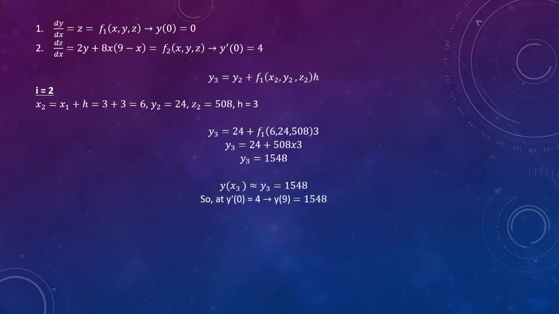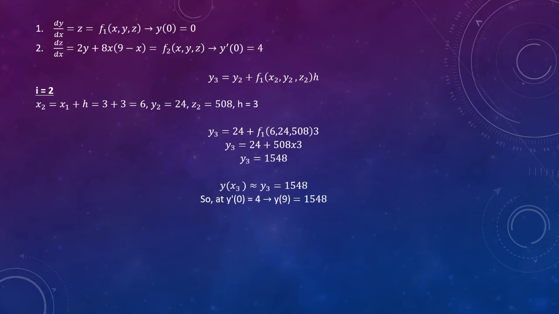So y sub 3 is 1548, and we know y sub 3 is just equal to y at 9. That means when the value of y prime at 0 is 4, the value of y at 9 is 1548. As you can see, we did not get 0 at y at 9, which is supposed to be 0, right? Instead we get 1548. Now, this is our first guess. Our first guess gave us 1548. Our goal is to find the value of y prime at 0 when the value of y at 9 is 0.